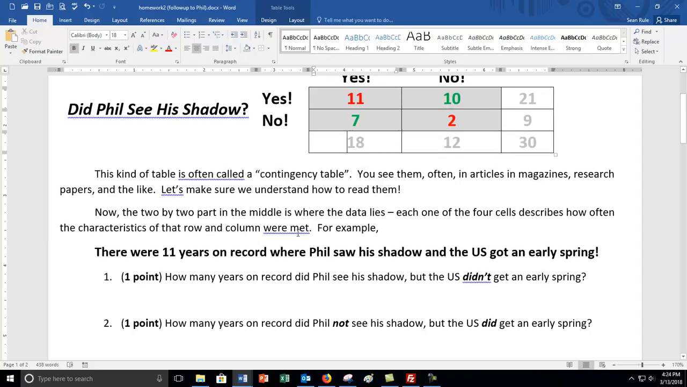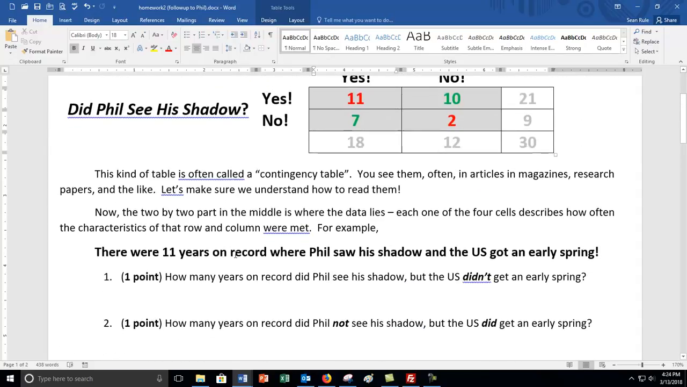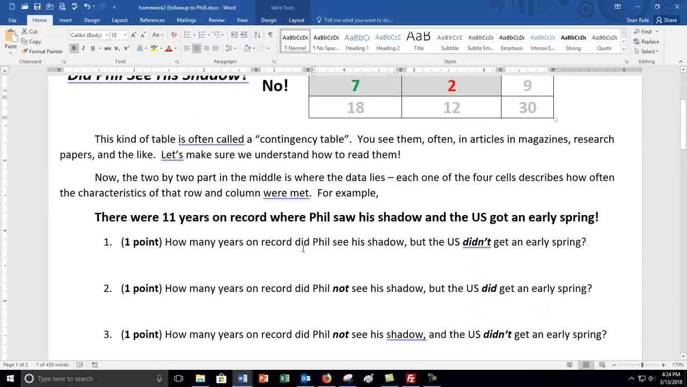Okay, so these first couple questions here, we're just breaking it down, and I think we already broke down part of it. There were 11 years on record where Phil saw his shadow, yes, and the U.S. got an early spring, yes, that's the 11. Next question, how many years on record did Phil see his shadow, but the U.S. didn't get an early spring?